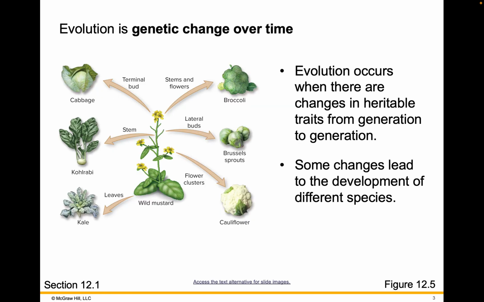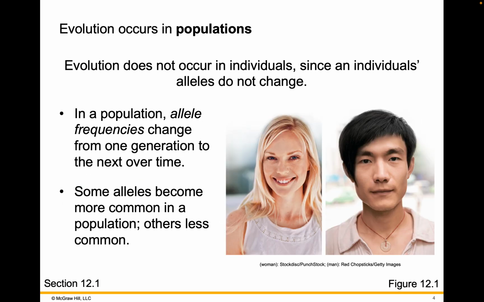All right, evolution is genetic change over time. It occurs when there are changes in heritable traits from generation to generation. Some changes can lead to the development of new species. Now, evolution occurs in populations, not individuals. You are born with the same DNA that you die with. Your individual DNA or alleles don't change, but the allele frequencies in populations do change over time. Some alleles become more common, others become less common. That's evolution.